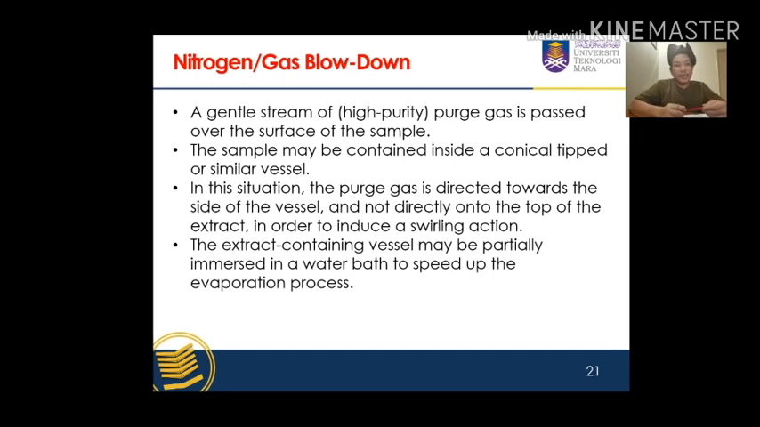Okay, the last type of solvent evaporation is by using nitrogen or gas blowdown. In this method, a gentle stream of high purity purge gas, such as nitrogen, is passed over the surface of the sample. The sample may be contained inside a conical tip or glass vessel. In this situation, the purge gas is directed toward the side of the vessel and not directly at the top of the extract, in order to induce a swirling action. The extract-containing vessel may be partially immersed in a water bath to speed up the evaporation process.